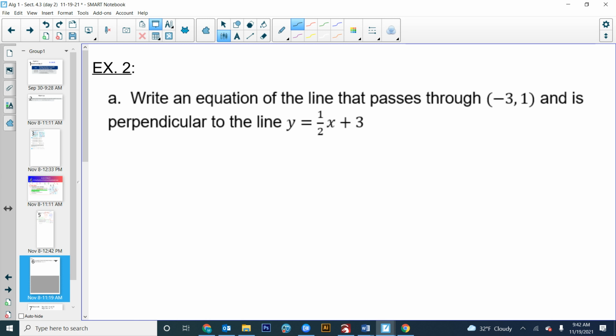Find an equation of the line that passes through (-3, 1) and is perpendicular to the line y equals 1/2 x plus 3. I know it's Friday. I know you guys are tired. But I will tell you what, this is something students struggle with a lot, and I want to make it as clear as possible.